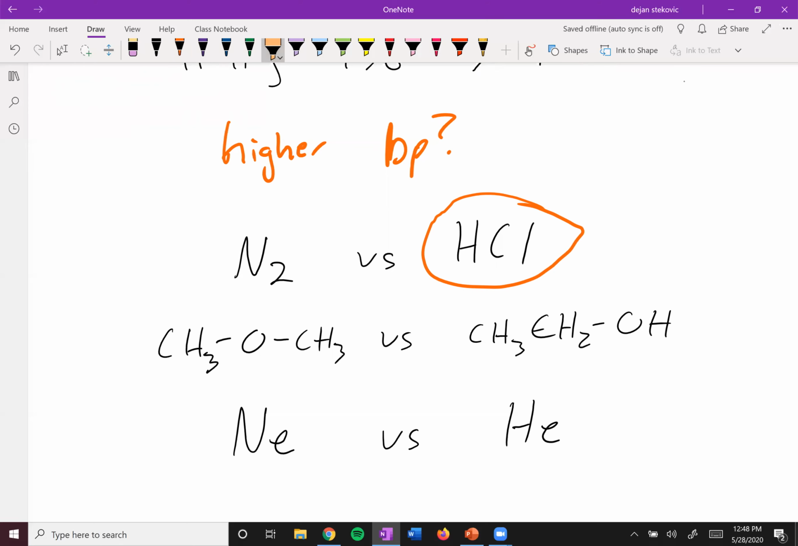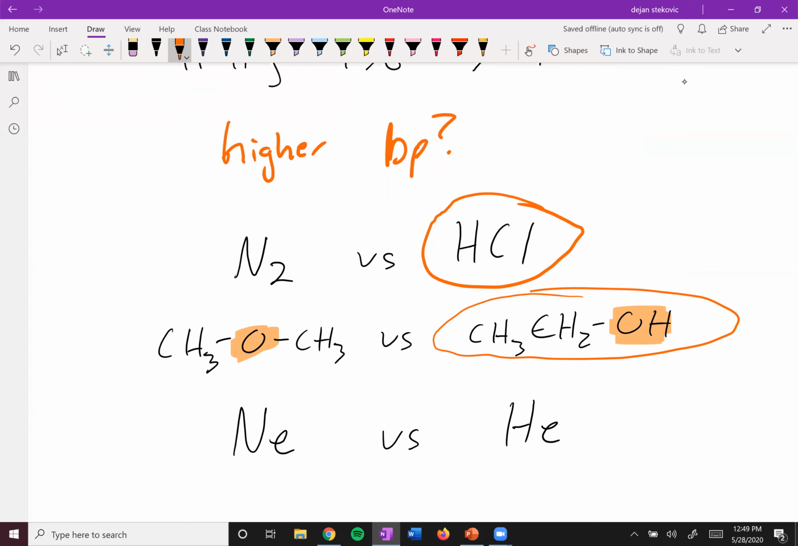Next, we have CH3OCH3 versus CH3CH2OH. We notice that this oxygen is not bonded to any hydrogen, so it can't have hydrogen bonding, whereas this one is bonded to a hydrogen, so it can have hydrogen bonding. And since hydrogen bonding is the strongest intermolecular force, it's going to result in the highest boiling point.